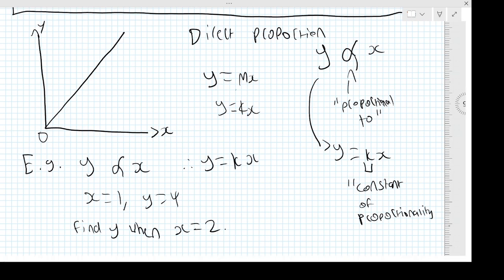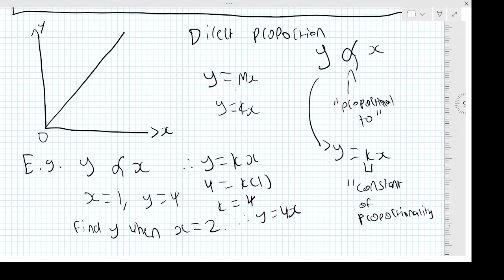Okay. Well then, I'm given this information here. I can substitute it in. So then y is 4. Then x is 1, so I'm going to have k lots of 1. That allows me to find k. So that means k is 4 over 1, which is just 4. Therefore, y is equal to 4x.